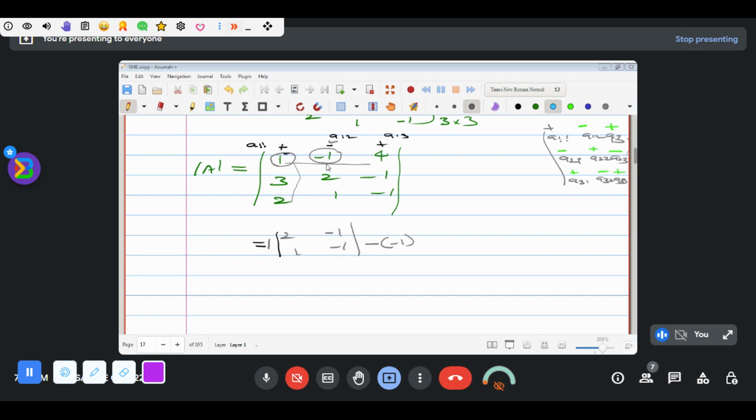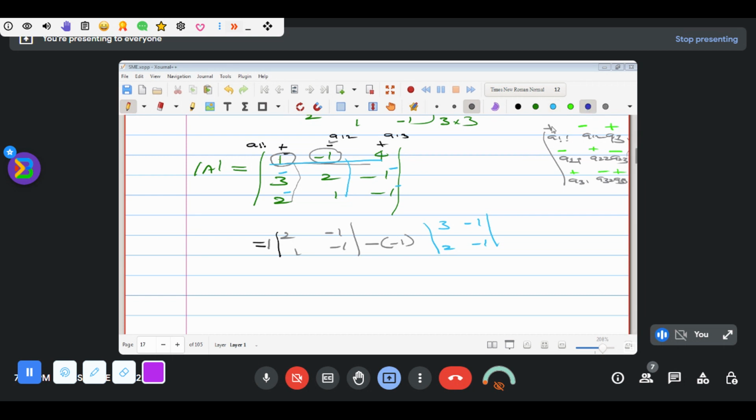Now consider the second row. That means the second column, not the first row, second column. Therefore, the corresponding second column and first row are cancelled. We write the remaining elements. What are the remaining elements? 3, 3 minus 1, 2, 2 minus 1. Okay, thank you.